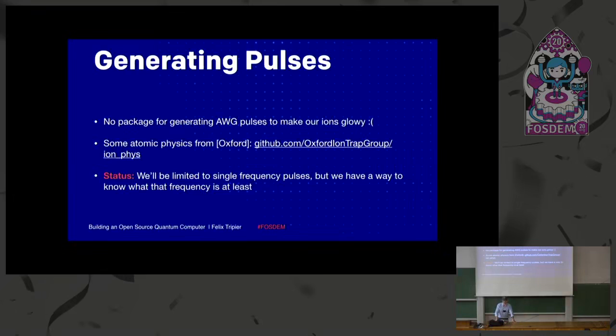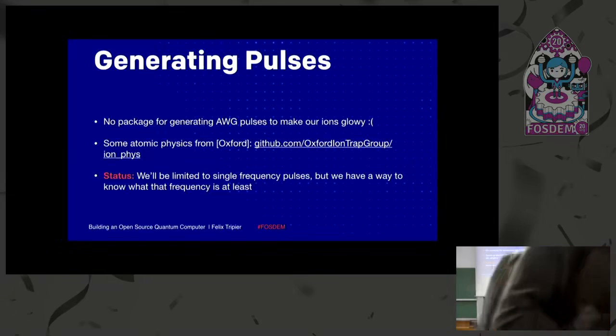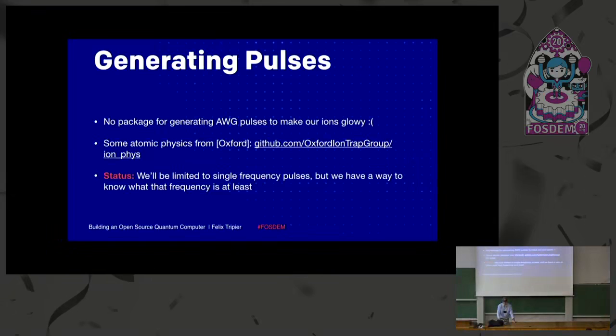There's no package for doing that, though. It's very dependent on your ion and your atom that you're using. So there's nothing out there in the open source space that can do what we want. We have a package that does some atomic physics from Oxford, but nothing that will actually create an AWG pulse. So this is also a big deficiency of open source software in this space, is that we have nothing that can actually create quantum gates for our trapped ions.